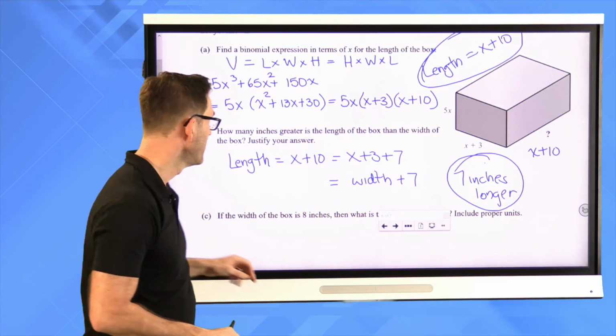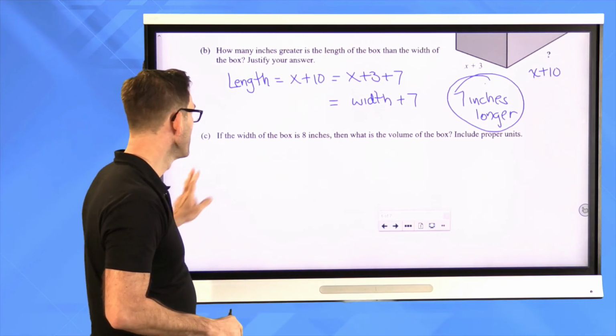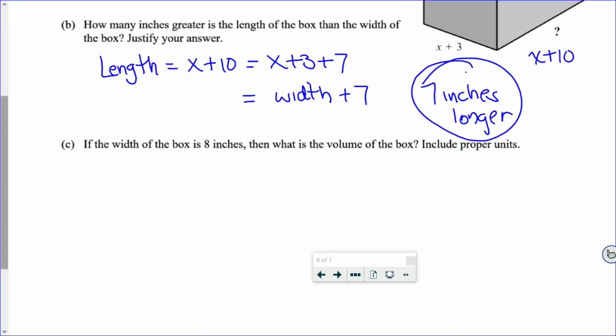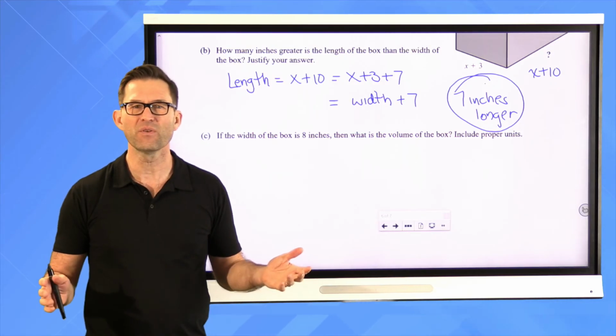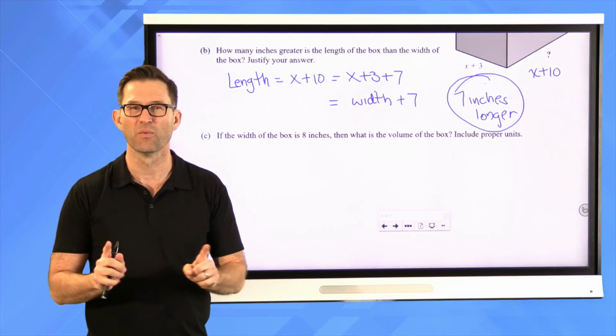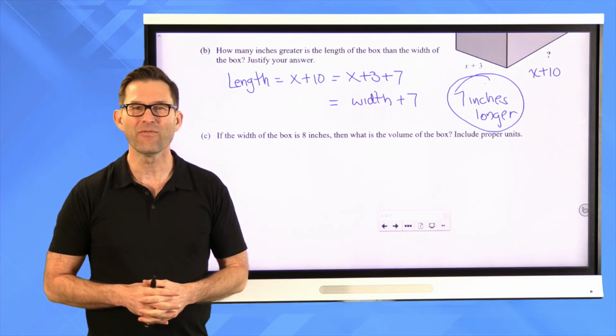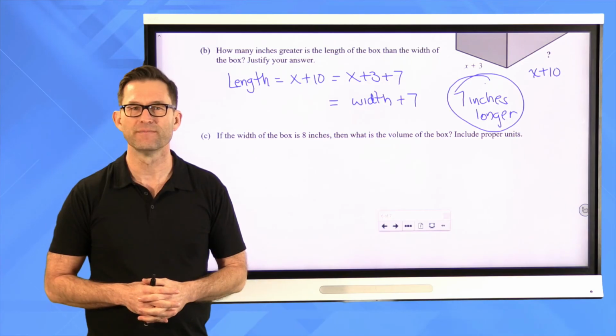All right. And finally, letter C. If the width of the box is 8 inches, then what is the volume of the box? Include proper units. All right. See if you can figure out what the volume of the box is with proper units if the width of the box is 8 inches.